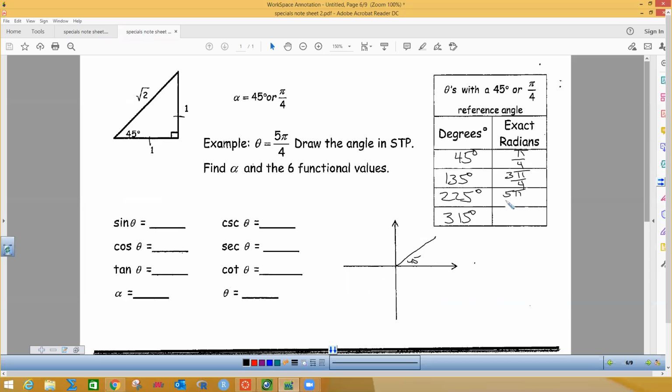Now, wanting to get this stuff memorized as much as possible because we are going to be dealing with these angles for the rest of trig, and they're a pretty big deal that you know them.